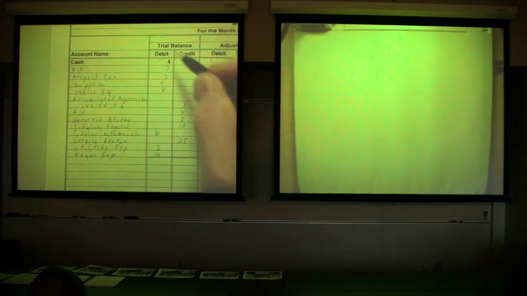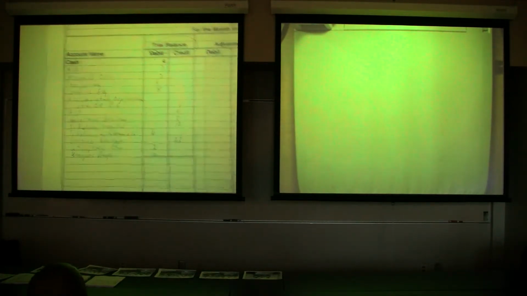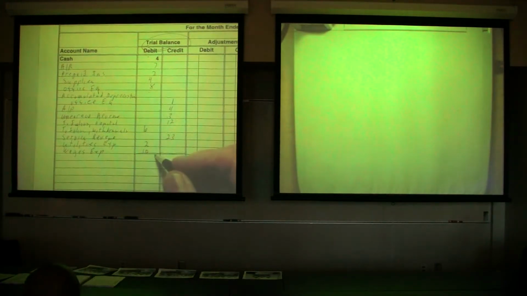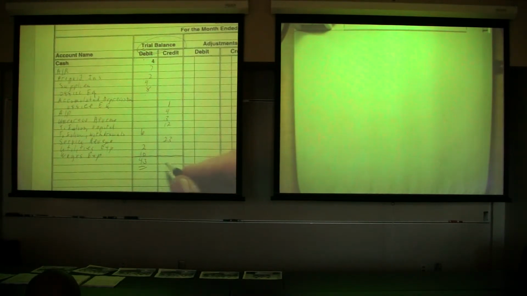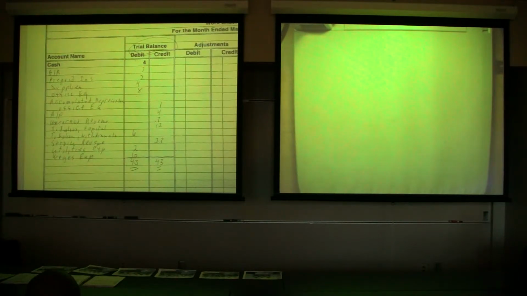So what we're going to do is the trial balance, right? So we add up all our debits. Unless I forgot to write something down, they should equal 43, double line. Add up all our credits, they should also equal 43. Now, we have a lot of assurance that everything was done correctly, and so now we're going to do our adjustments.